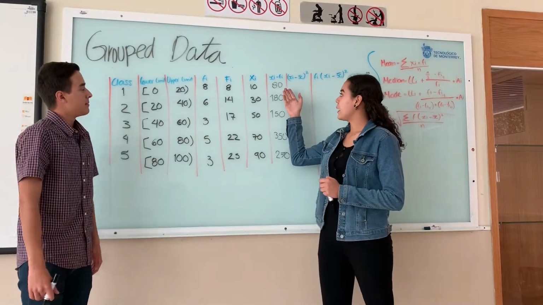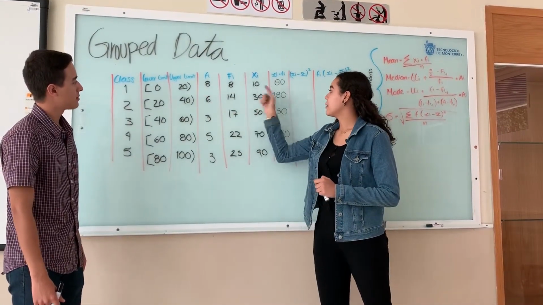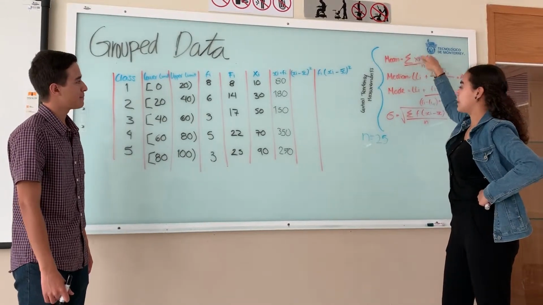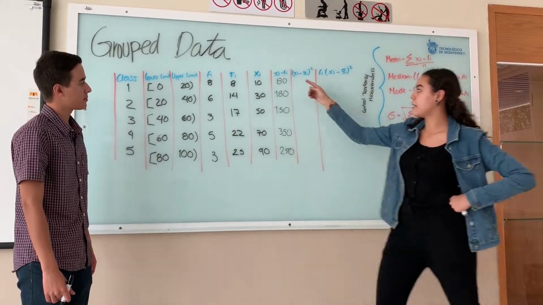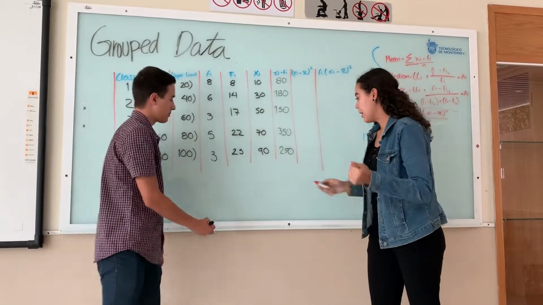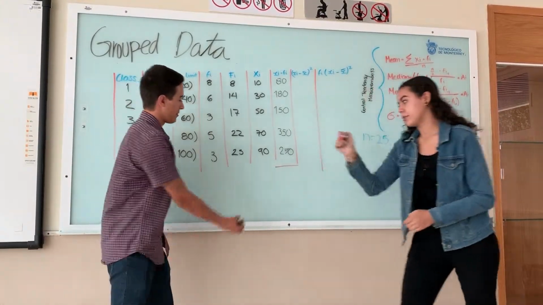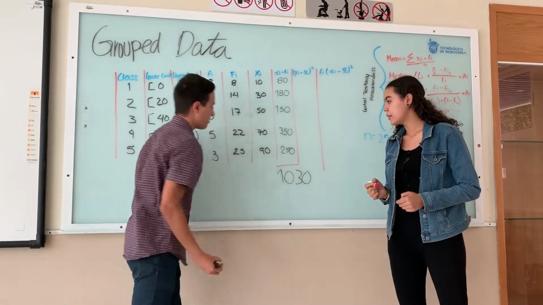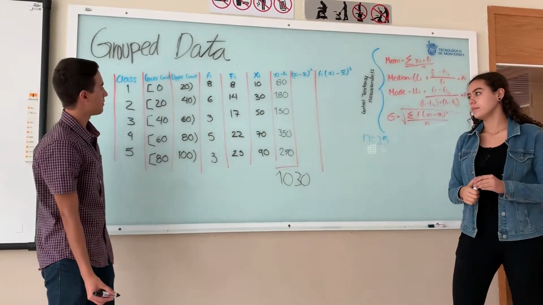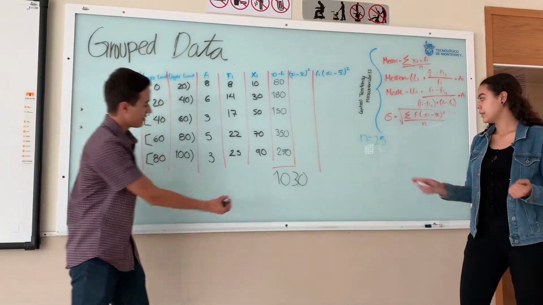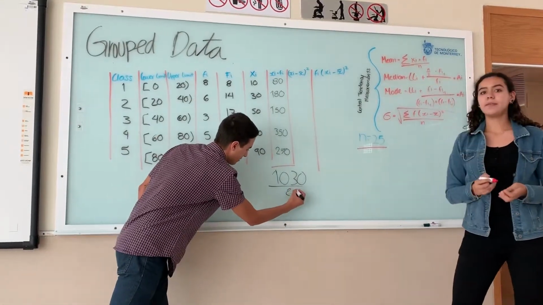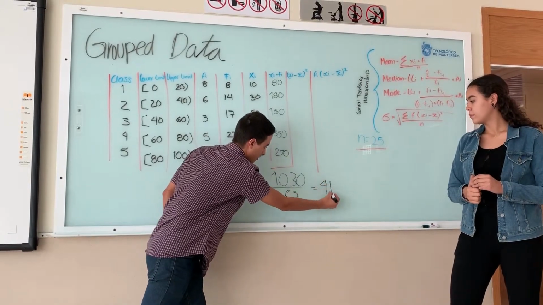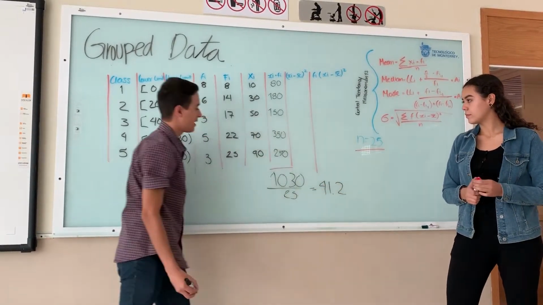Now that we have multiplied the frequency and the class mark, we have to add all of them, because in this one you can see this sign, and this sign means that we have to add all of these results. And when we add it, we get the result of 1030. Then we're going to divide it by the total number of data, that is 25, and the result is 41.2. And that's the mean.